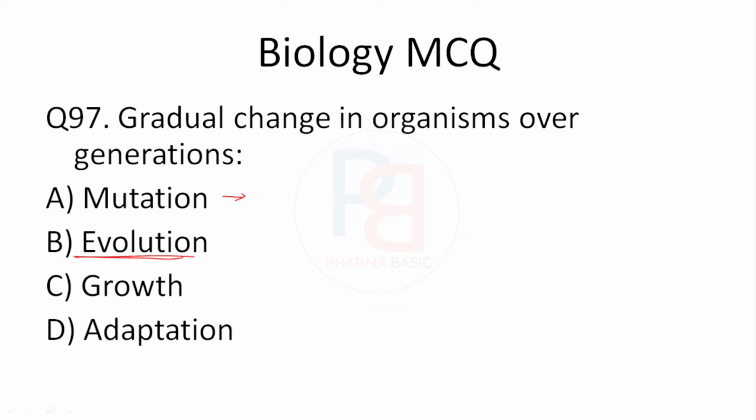Sudden changes in DNA are called mutation. And evolution is gradual change over generations. Mutation happens to one person only, but evolution produces a new species, a whole species. So here, option B.